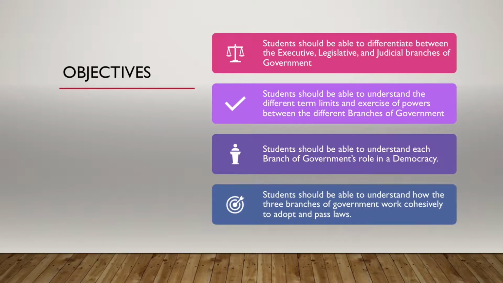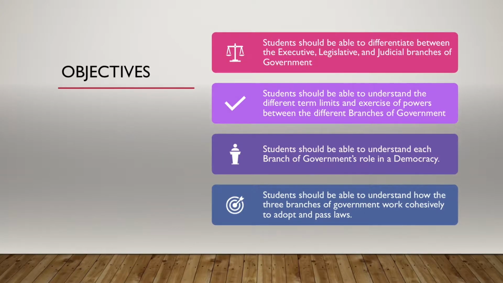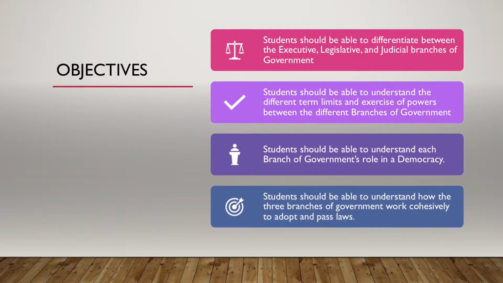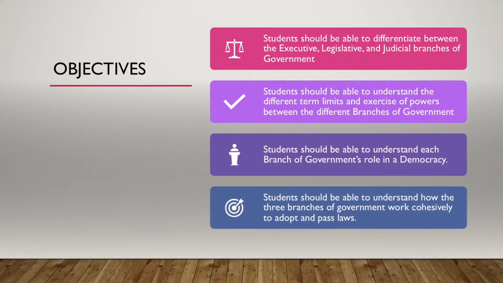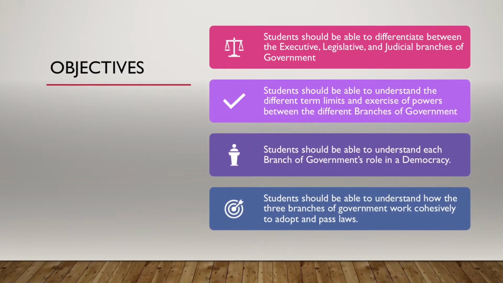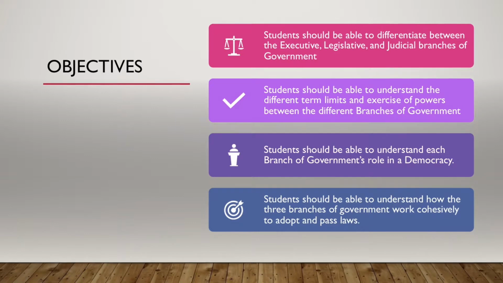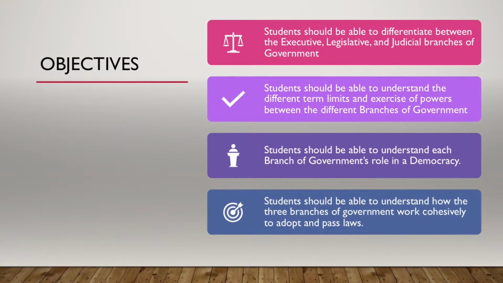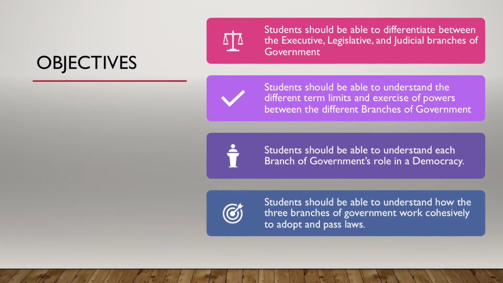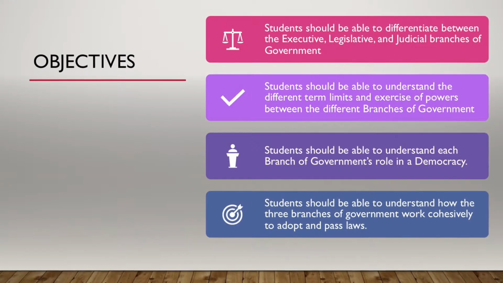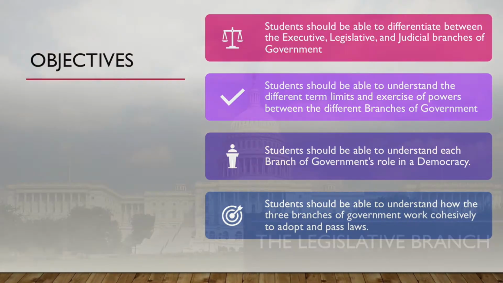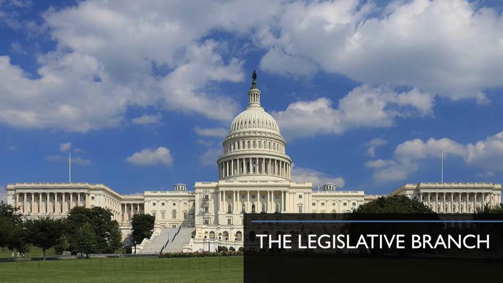To begin, today's objectives are as follows. Number 1, students should be able to differentiate between the executive, legislative, and judicial branches of government. 2, students should be able to understand the different term limits and exercise of powers between the different branches of government. 3, students should be able to understand each branch of government's role in a democracy. And number 4, students should be able to understand how the three branches of government work cohesively to adopt and pass laws. The first branch of government that we will be discussing today is the legislative branch.